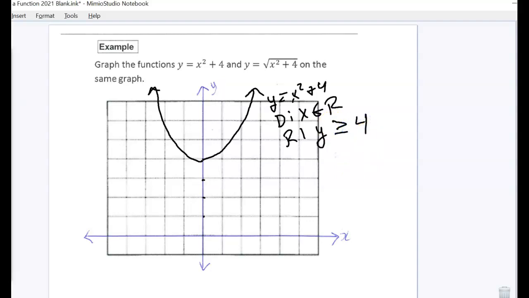For my red graph, because this graph is positive all the time, my root function will exist everywhere. So the square root of 4 is 2. And all of the y values, if I square root them, are going to be smaller. So it's going to look something like this. My domain is also all the reals. The range is y is greater than or equal to 2. So basically, to get the red graph, I take all these y coordinates, square root them, and plot them at the same x coordinate as it was on the black graph.